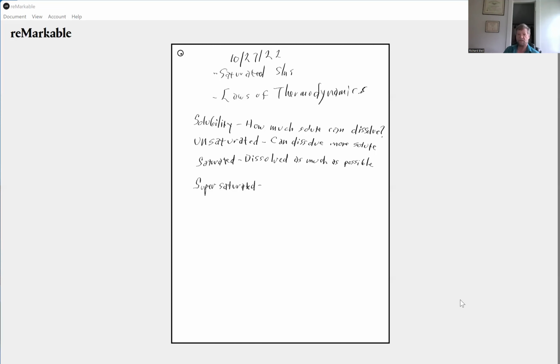People think this means supersaturated. It does not. It is a heterogeneous mixture because you have solid and liquid. But if you extract the liquid off, leaving the solids behind, that's a saturated solution. It is not supersaturated. Supersaturated is an unstable system. It literally means more has dissolved than possible.